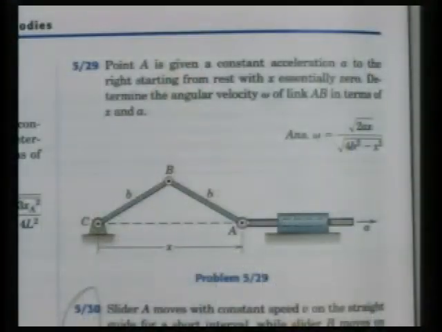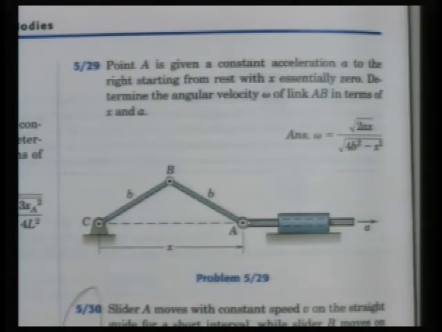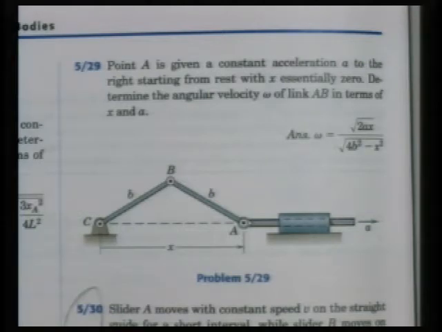Why don't we see if, here we go, this one, you have a mechanism right here. Here's a piston kind of mechanism, and we have defined x right here, and what we were looking for is the angular velocity of link AB, this connecting rod right here, AB.